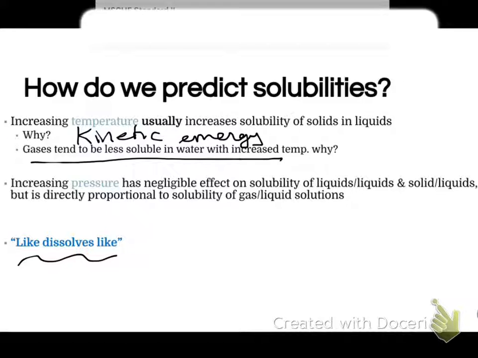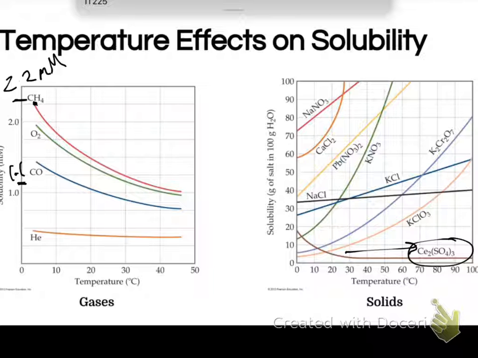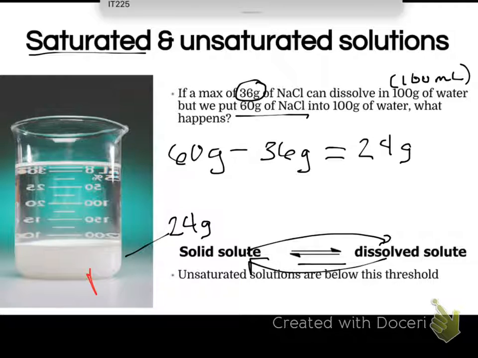Okay, so I can use these graphs here to help us figure out when things become saturated. All right, so if we look at the graph on the right, say I have, let's see, which one do we want to use? Let's use potassium nitrate, the green one here. If I have potassium nitrate at 20 degrees, it's capable of dissolving about 30 grams into 100 grams of water. So if I put 30 grams or less, anywhere along this amount, it will be unsaturated. If I put 31 grams, then it will be saturated, and I'll have 1 gram of that substance hanging out on the bottom of the beaker down here. Okay.